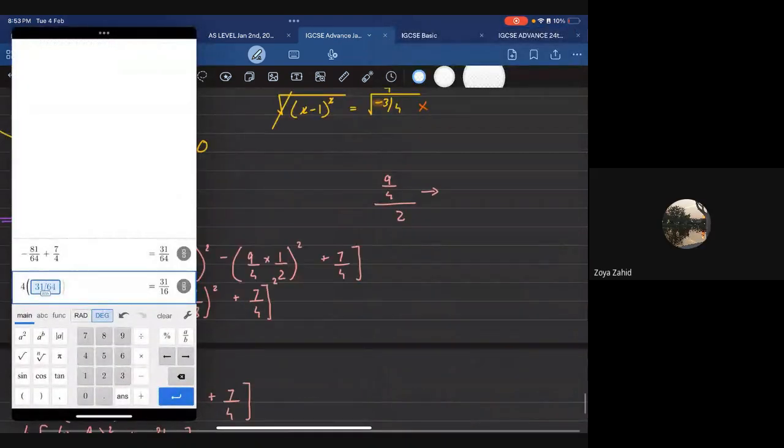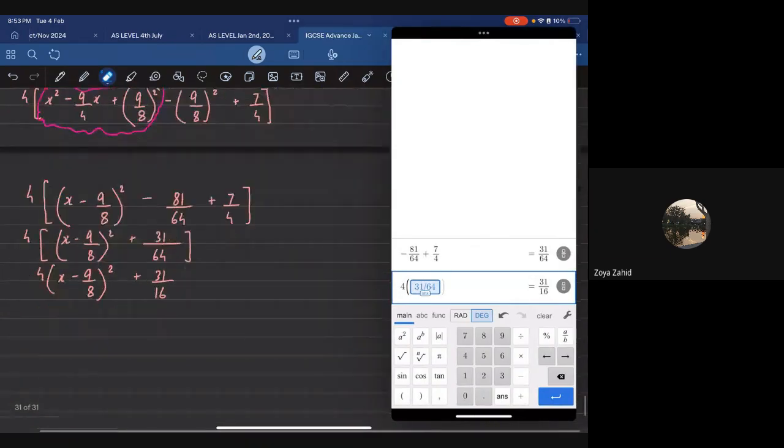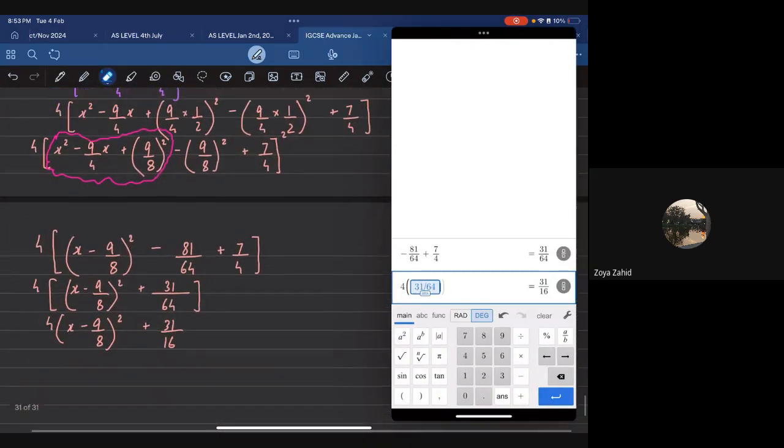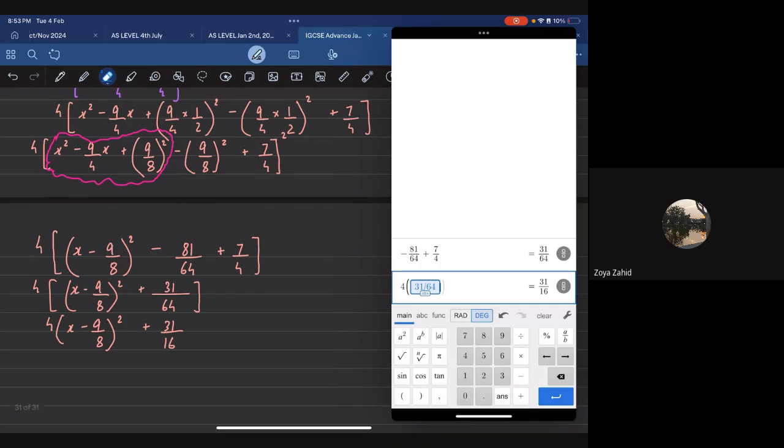Sir, I don't understand the part. Like, shouldn't we be taking out the 31 out of 64? I did. Okay, yeah, you did. Fine. Yeah, I simplified it. When you multiply with 4, 4 cancels out. So it remains 4, 64 and 4 cancels out. So it becomes 1 and 16. That's what I did. Clear?